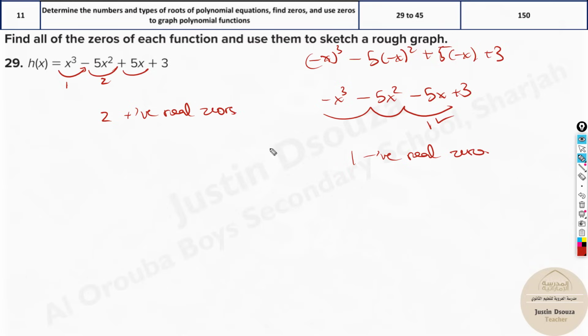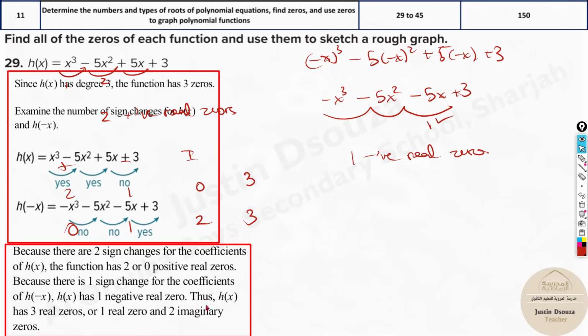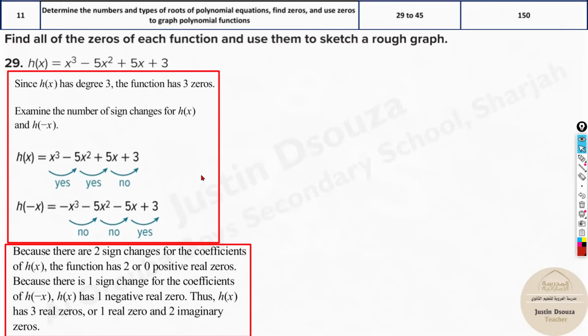So what is the maximum possibility? We had done a table. The maximum possibility is 3: 2 positive, 1 negative, 0 imaginary. But imaginary can be 2 and 1 can be negative, and positive can be 0. So these are all the possibilities. That is what we have done already in the previous question. That's what they have asked, but here it's not just that, they're asking for the solutions as well.